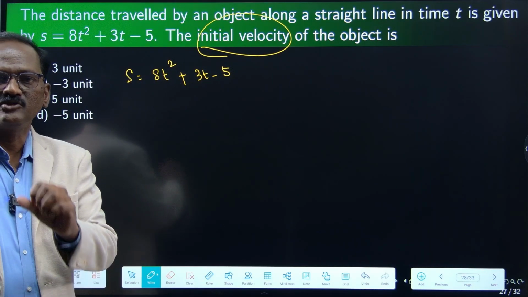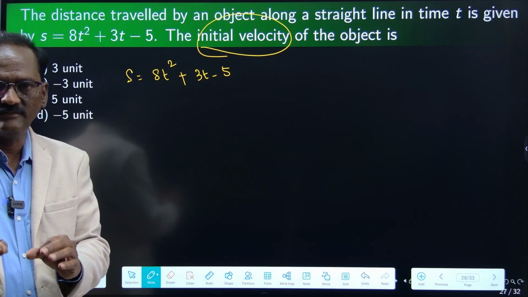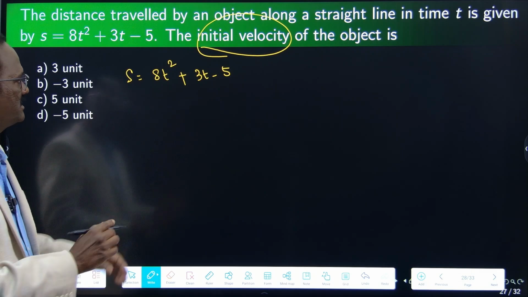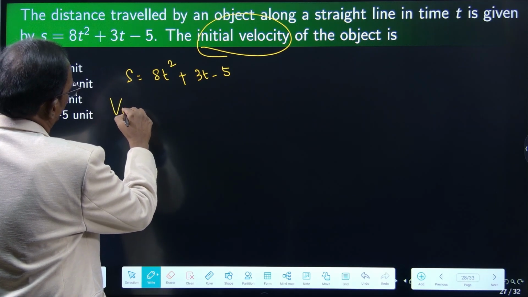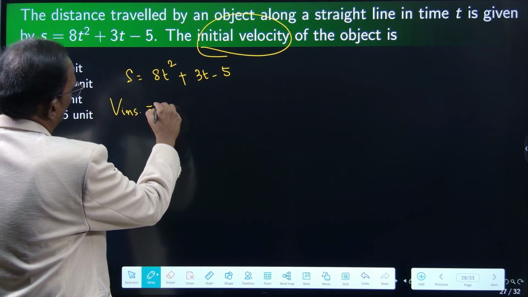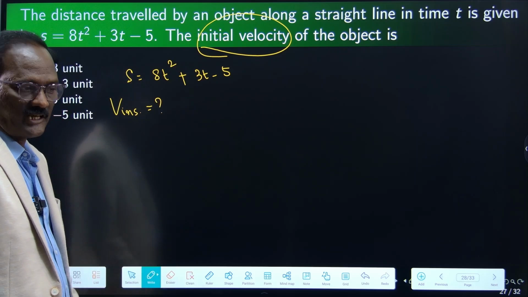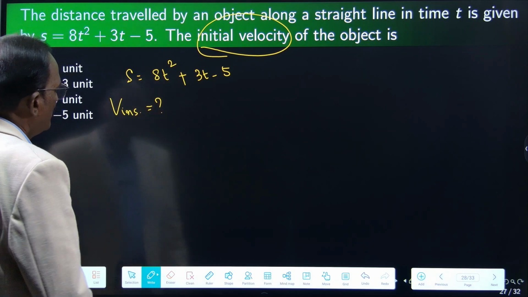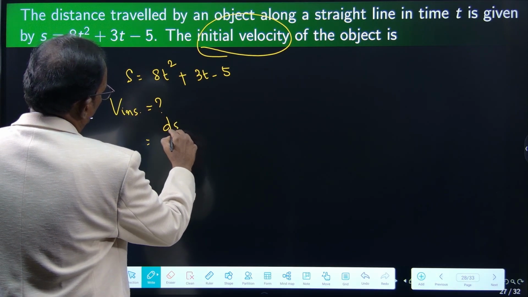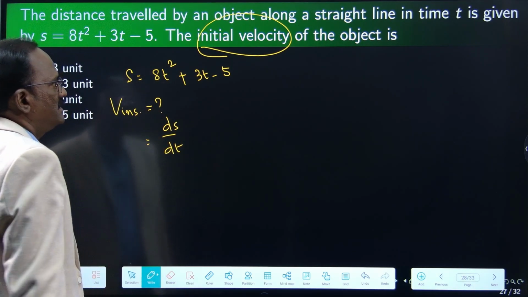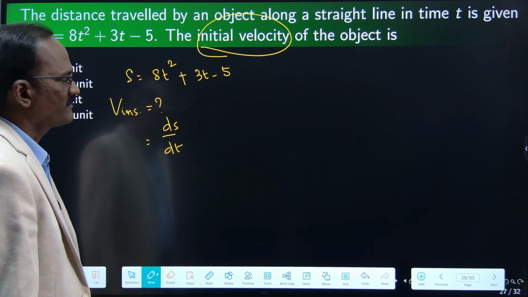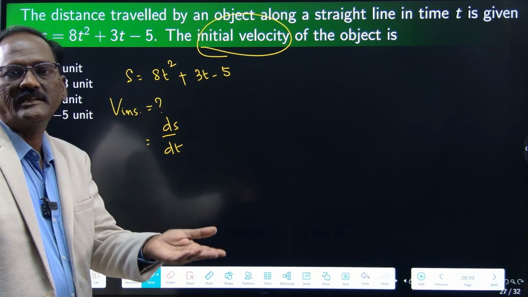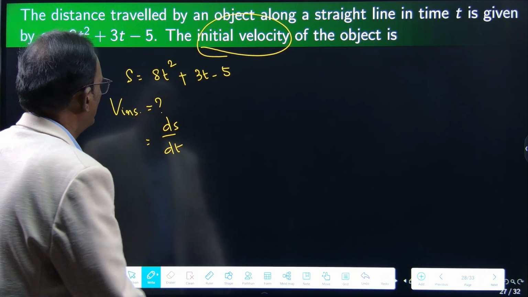This is talking about the instant. Initially, when it is started, not between one time interval, right? So initial velocity, that means v instant. We have to calculate v instant, not a time interval. So v average formula will not be used here. V instant is equal to differentiate it, ds by dt. Initial velocity of the object. Initially time is equal to 0. Differentiate it and put t is equal to 0, you will get the answer.